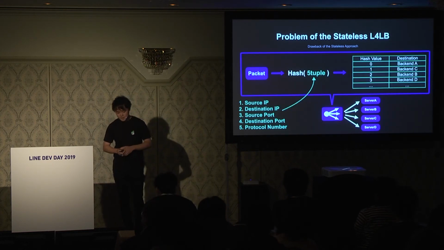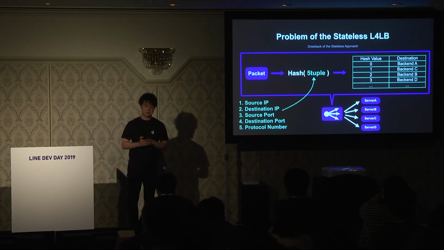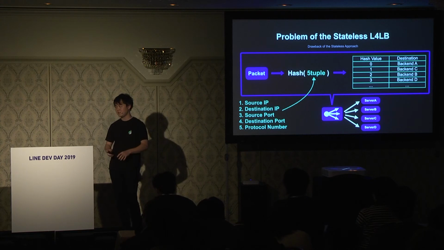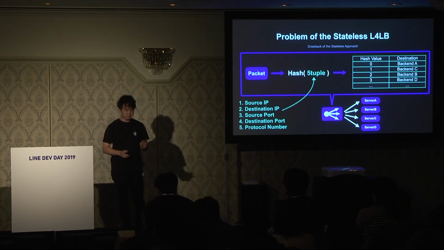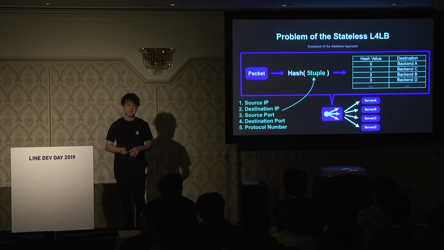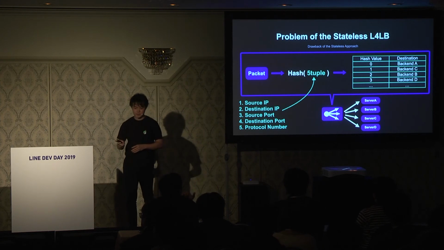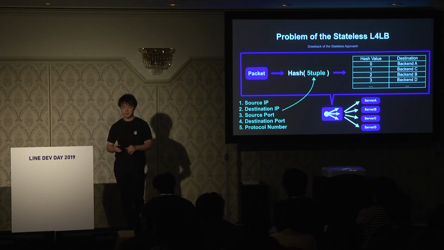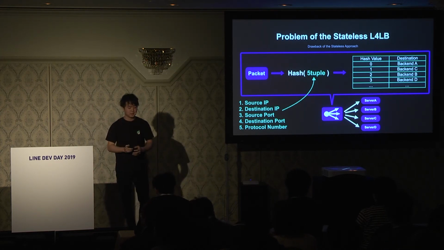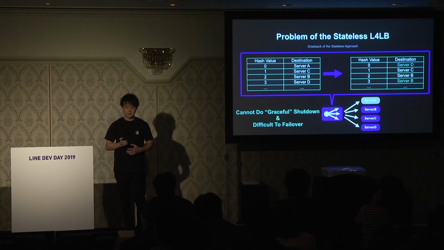The root cause of this problem is perhaps the L4 load balancer implementation methodology. We adopted an algorithm to decide the server destination address by taking a hash list based on the protocol number, the port number, and the IP address. By doing this, we can decide the server destination by calculation because we have the packet information, and we don't have to store any information, so we can make it stateless.